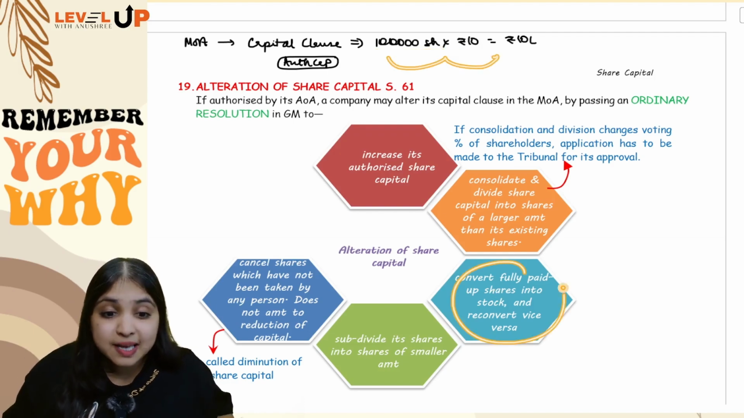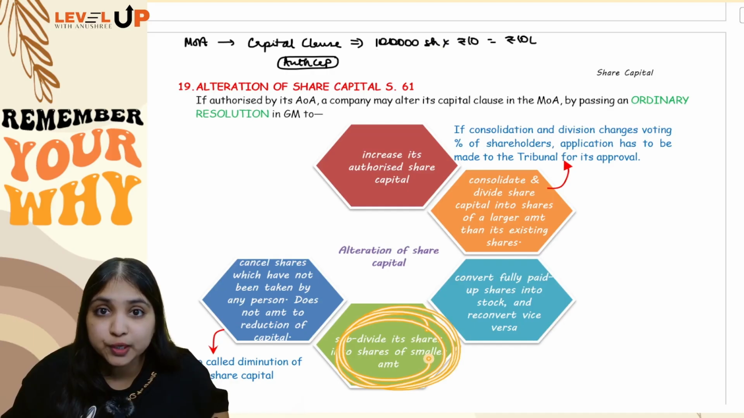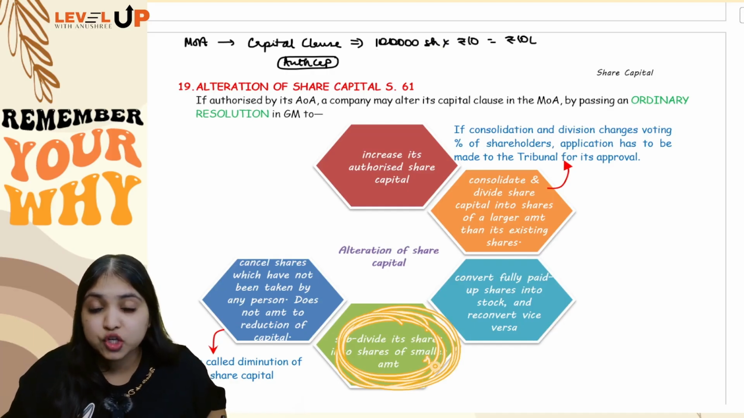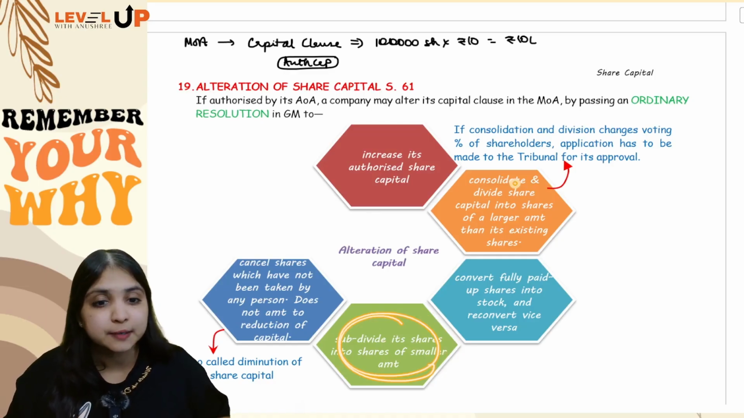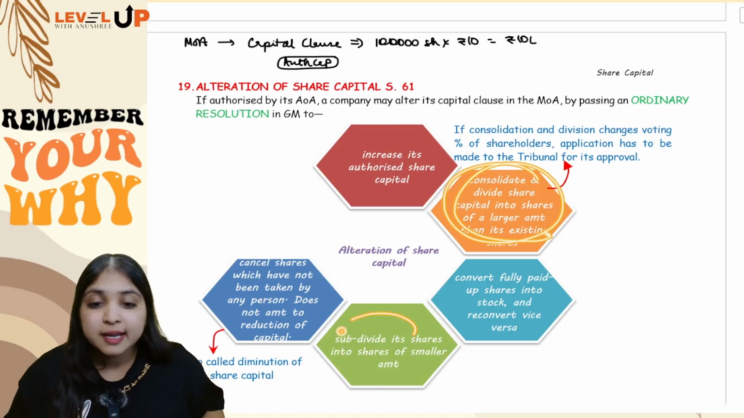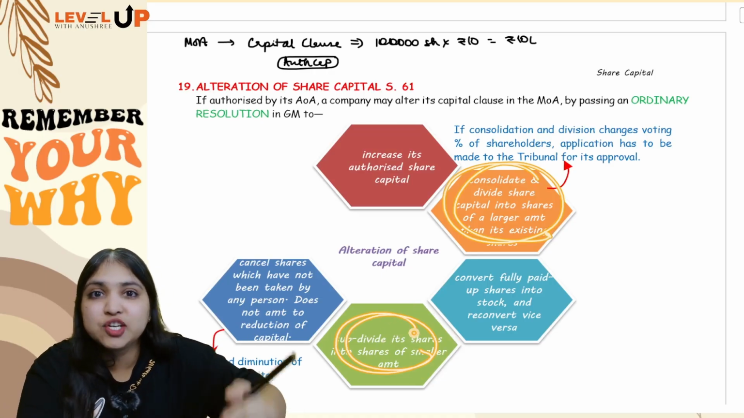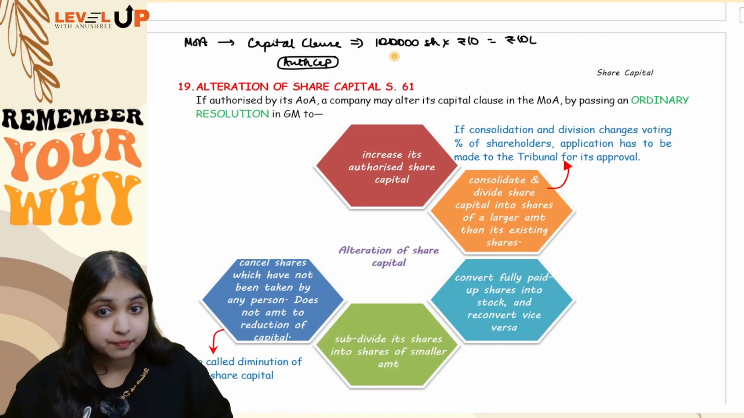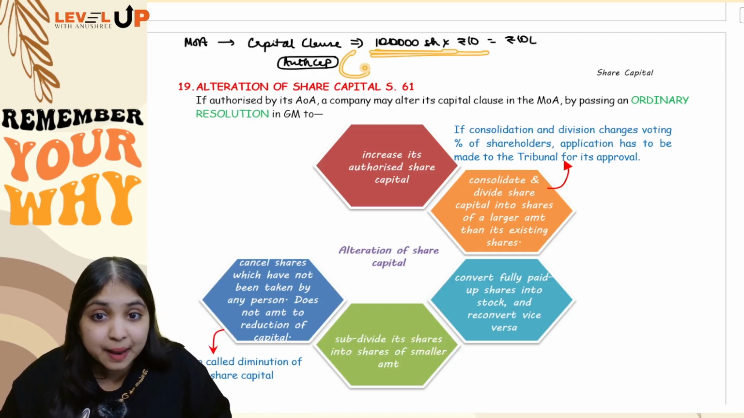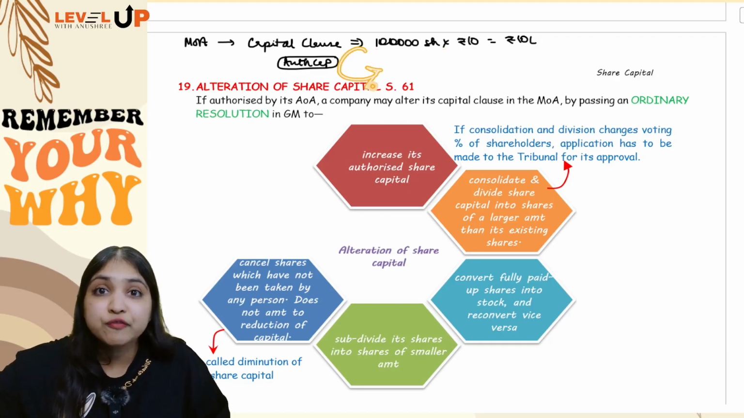Example. In subdivision of shares, what do we do? We break the shares into smaller parts. Subdivision of shares is also called a stock split. Consolidation of shares is also called a reverse stock split. Remember, in subdivision of shares, I am breaking my shares into smaller parts. Like earlier, 1 lakh shares of 10 rupees each. Now I am breaking it into smaller parts. I am saying that this will now be 10 lakh shares of 1 rupee each.